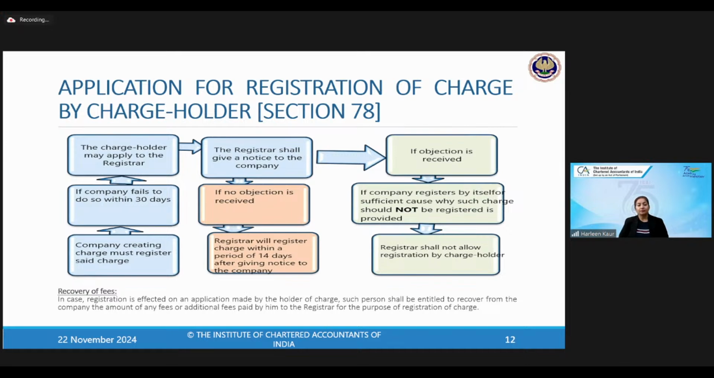Everyone clear on this? Now let's read the last line written over here, recovery of fees. Now who was supposed to pay the fees and additional fees? The company was supposed to pay. If the company does not register the charge in 30 days, then in the next 30 days the company pays additional fees or ad valorem fees. Please answer me. What kind of fees will the company have to pay? Children, this is your revision going on. Things should be on your fingertips by now.